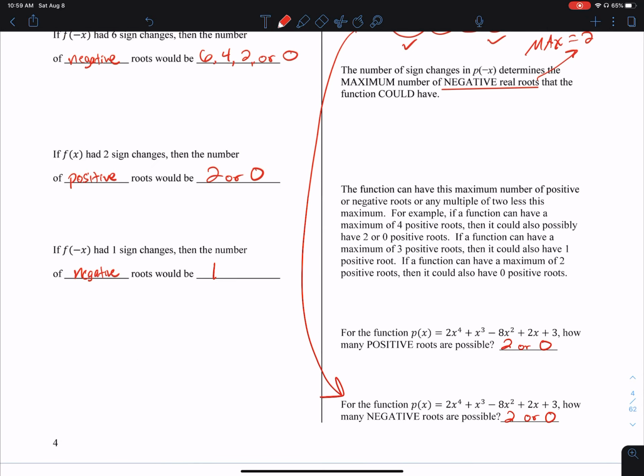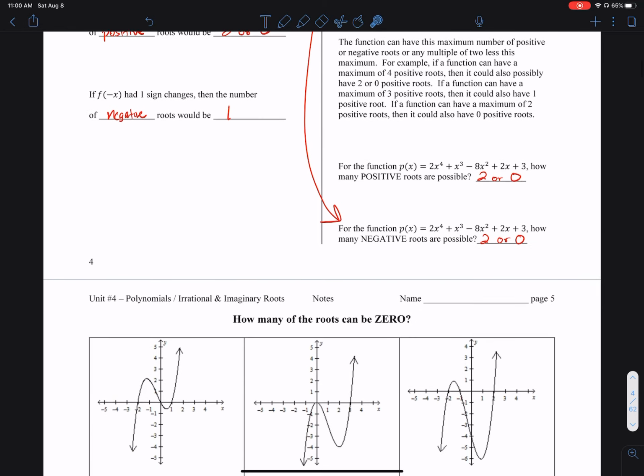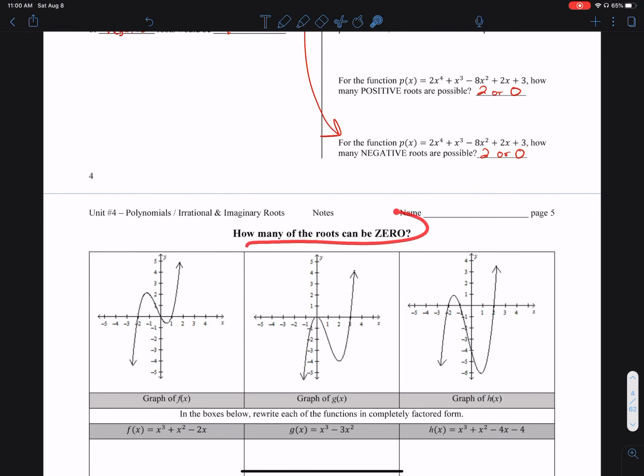So this video was focusing on how we can determine the number of positive and negative real roots that exist. And Descartes' Rule of Signs tells us how to do that. The next video that I'm going to make is to determine how many of the roots can be 0.